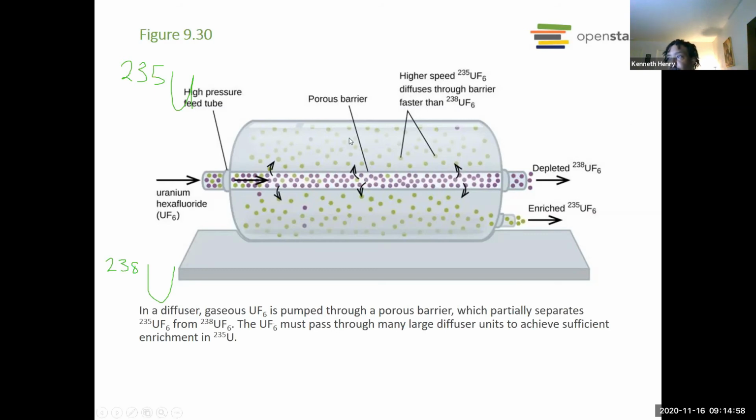So in this case, this is the mixture of uranium hexafluoride. We have the isotope that weighs more and the one that weighs less. The bigger isotope is going to be stuck in the middle. The smaller isotope is going to be able to effuse and go through here. And so we're able to get the enriched version of the smaller isotope compared to our depleted version of the larger isotope. Questions, concerns?